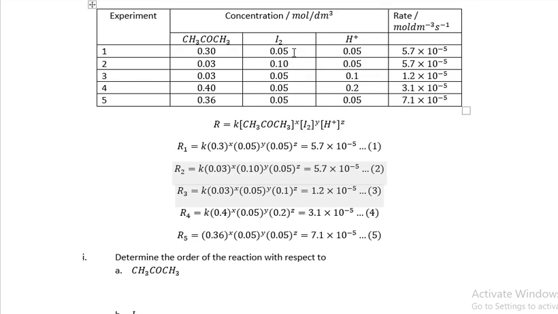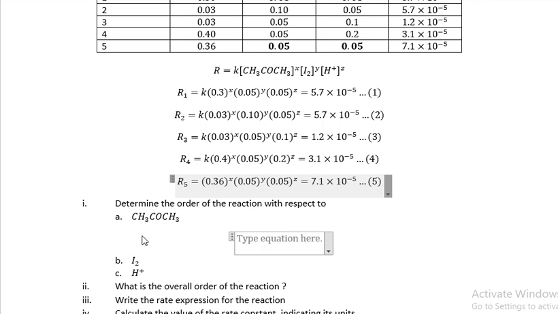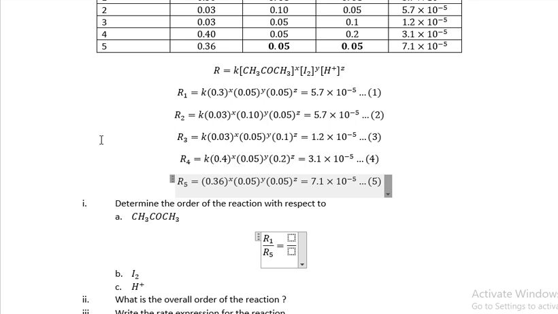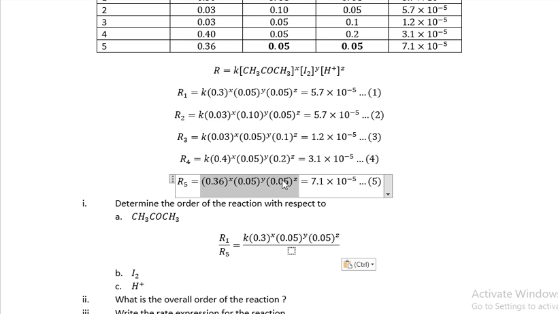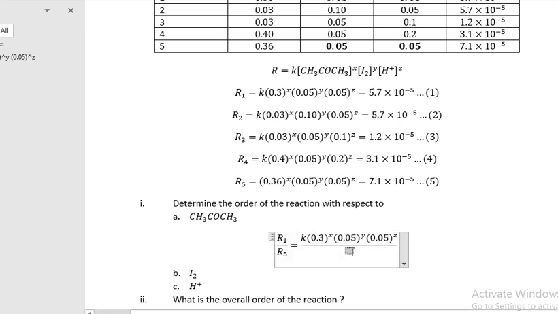Now check, you see that in experiment 1, iodine and the acid have the same concentration. In experiment 5, iodine and the acid have the same concentration. So I am going to use equation 1 and equation 5. Now look at what is going to happen. If I take rate 1 divided by rate 5, what am I going to have? Now what is rate 1? This is rate 1. Let me just copy and paste. That is rate 1. What is rate 5? This is rate 5.